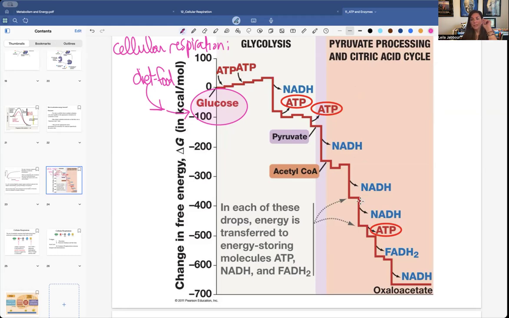So what is this representing, this kind of stairway kind of thing? This is a change in free energy over time. So over time of this reaction of glycolysis and pyruvate and citric acid cycle, each of these drops across all of these reactions, energy is transferred to energy storing molecules. That includes ATP, but also NADH and FADH2. So these two molecules are going to be like your placeholder for these electrons until they can be used up at the end.